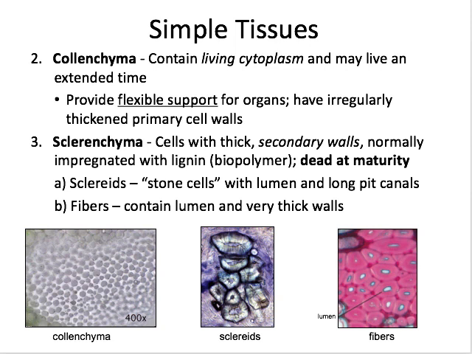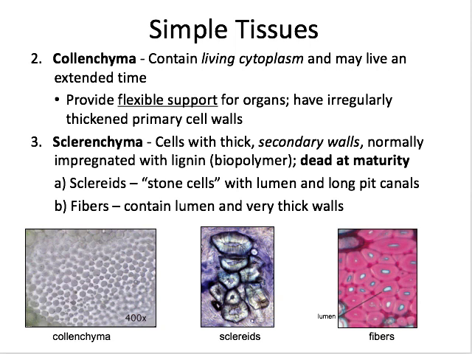Our second type of simple tissue is collenchyma. This is similar to parenchyma in that the cells are all living, but they are less uniform because the cell walls are differentially thickened. It's still a primary cell wall, but it has a thickness to it, and that is going to provide flexible support for growing organs. Very important for places like stems, where as the plant grows, it needs to be able to move a little bit without breaking.